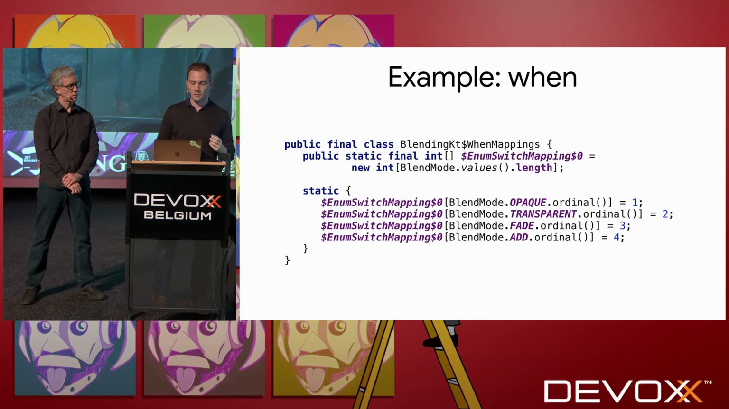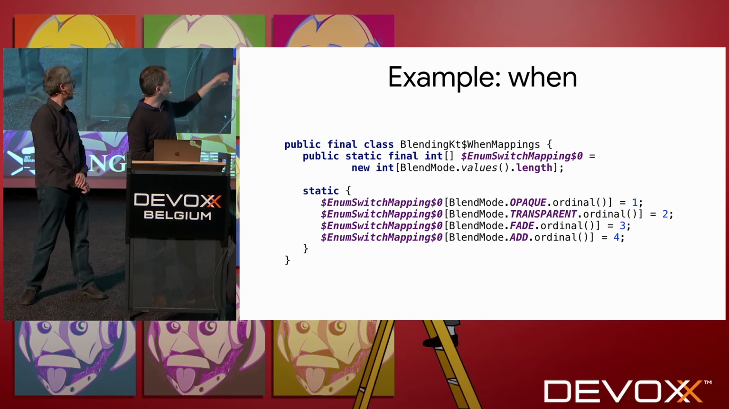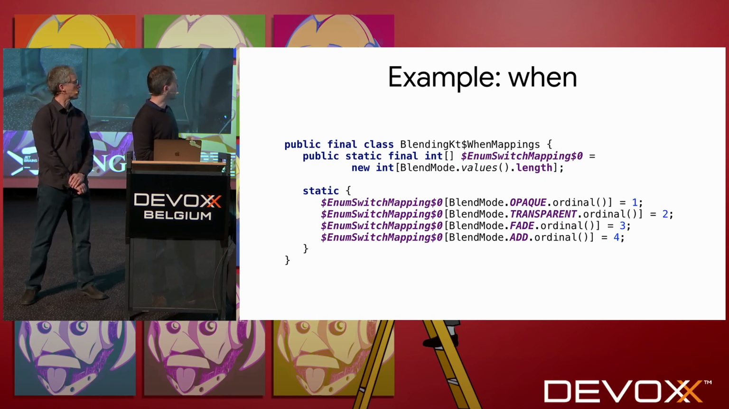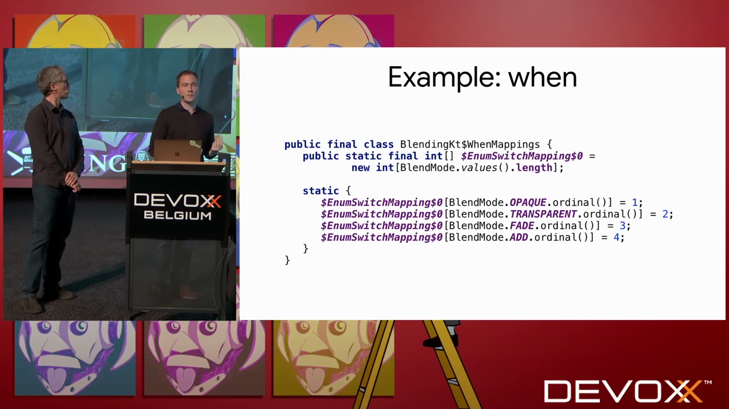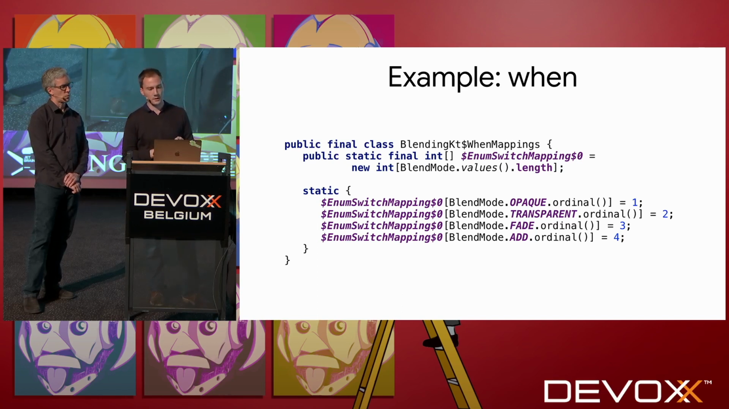So if we decompile the bytecode of that when mappings class that was generated, it looks like this. There's a static int array called enum switch mapping $0 that has the same length as my enum class. And then I have a static initializer block that will fill this array using the ordinals of the enum, and the values are values generated by the compiler. So this happens to preserve binary compatibility when you add things to your enum, so that existing code can still work. So it's quite a bit of code that's added, and more importantly, every time you load your code, the static initializer will run, will allocate some memory and execute those few assignments.